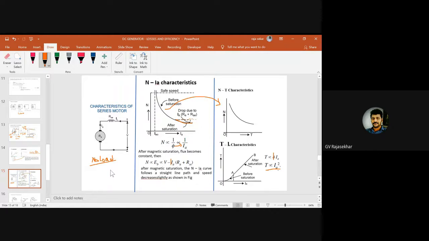In the next class, we are going to see the characteristics for the compound motor.